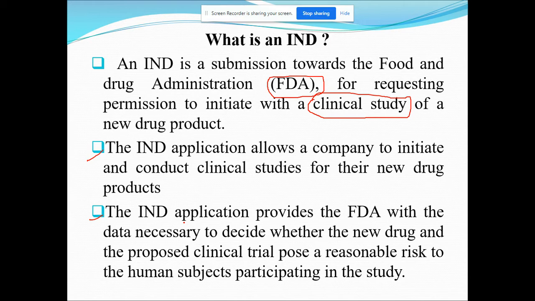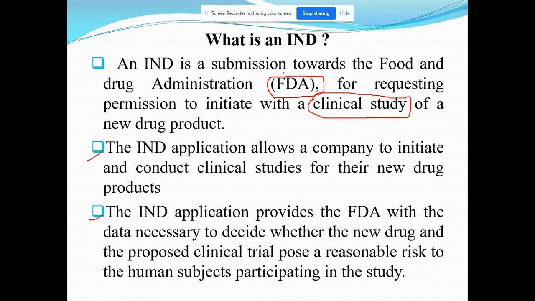They are said to be at a reasonable risk. So student, this was the first slide, hoping that you are getting this particular point that what IND wants to explain. I'm repeating once again, IND stands for Investigational New Drug Application. It is one type of submission toward the FDA. And why are we submitting this application toward the FDA?